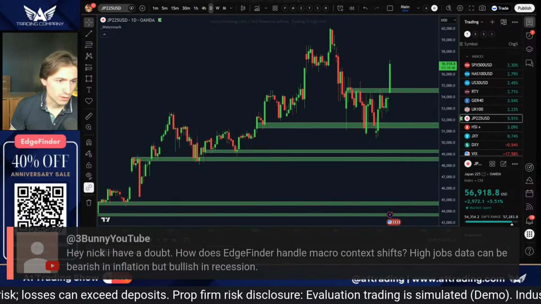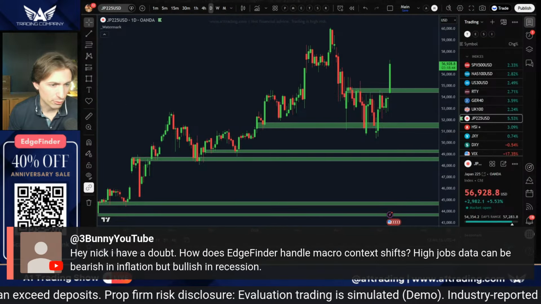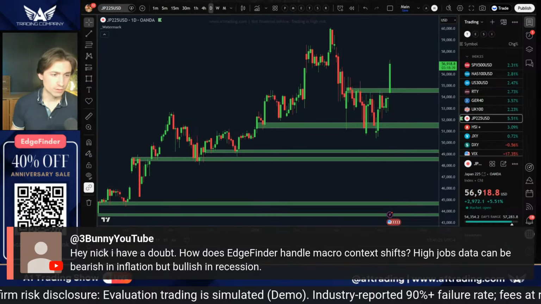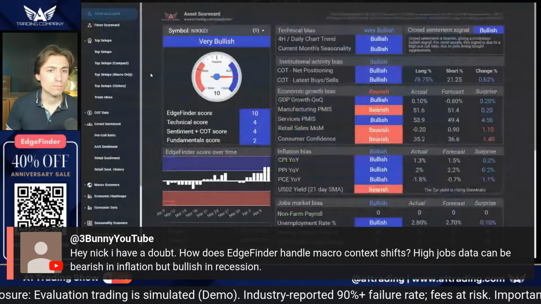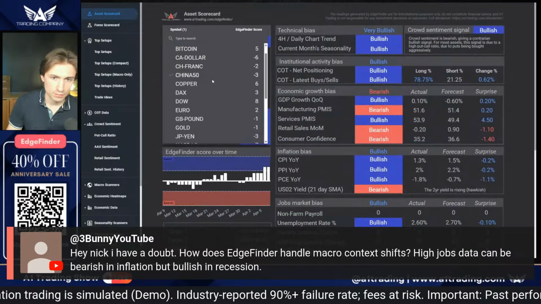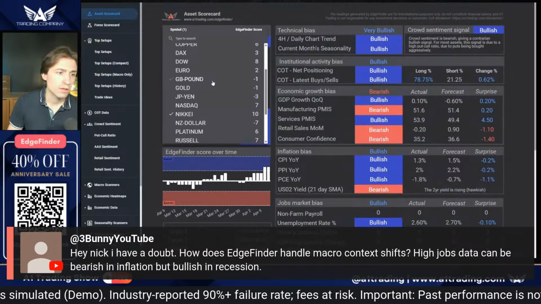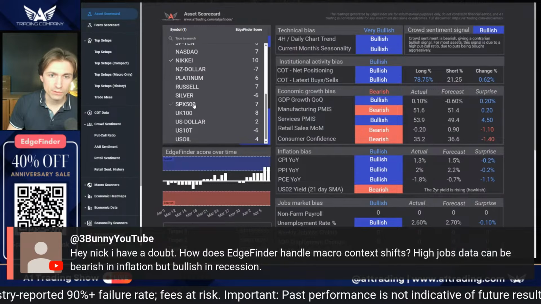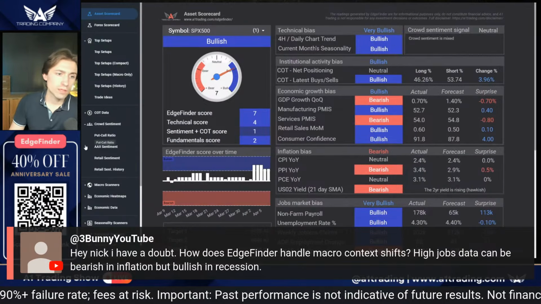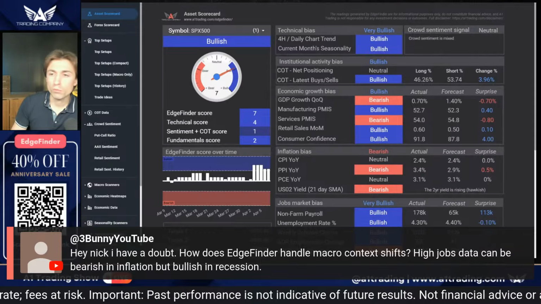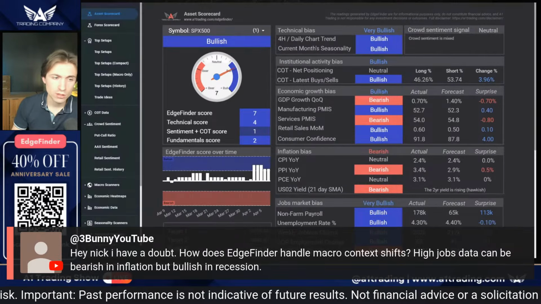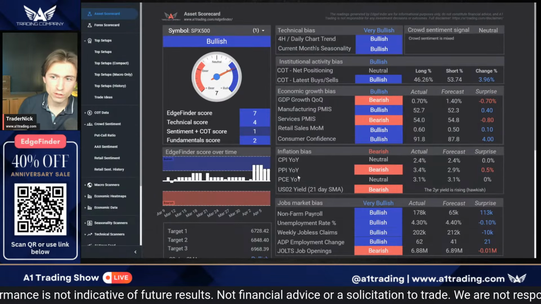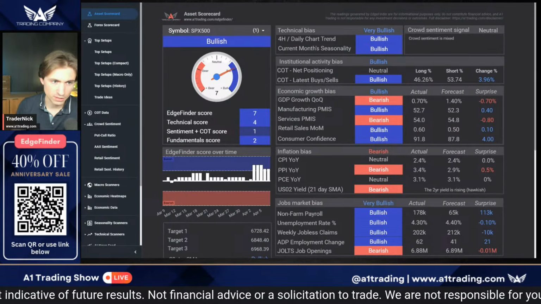Hey, Nick, I have a question. How does Edgefinder handle macro context shifts? High jobs data can be bearish in inflation, but bullish in recession. It's a good question. So to address that topic, let's look at the S&P 500. If you're pointing out that the Fed can't cut rates if the jobs market is too strong, what we do is look at them individually and rely on the collective scorecard to build that bias. So let me explain.